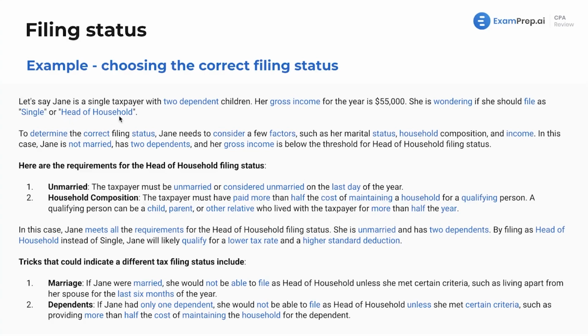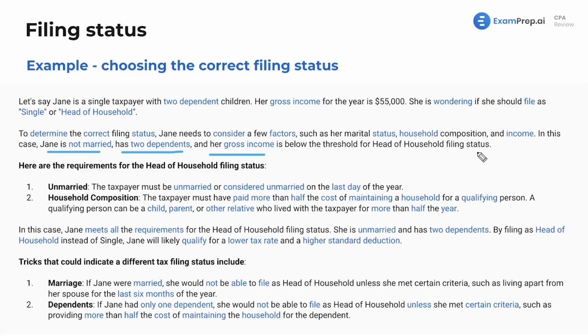Now, head of household, that's going to be a more preferential tax status. But what is the correct status? She can't just claim that if she doesn't qualify for it. To determine the correct filing status, Jane needs to consider a few factors such as her marital status, household composition, meaning are there dependents, children, anything like that, and income. In this case, Jane's not married, but Jane has 2 dependents, and her gross income is below the threshold for the head of household filing status.